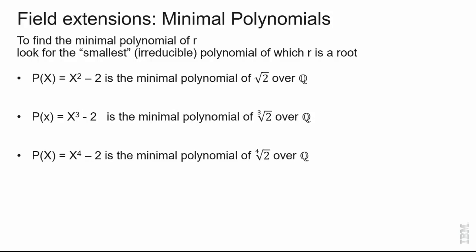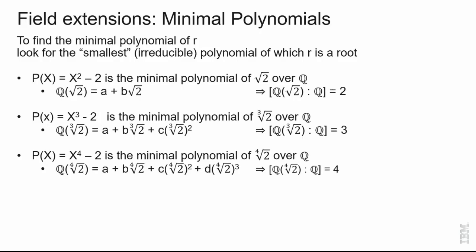Similarly, we just claimed, or I asked you to prove, that x to the third minus 2 is the minimal polynomial of the third root of 2. There is no lower degree polynomial which has this as a root. And you can very similarly prove that x to the fourth minus 2 is also the minimal polynomial of the fourth root of 2. Okay, so these are 3 minimal polynomials for these particular 3 roots.